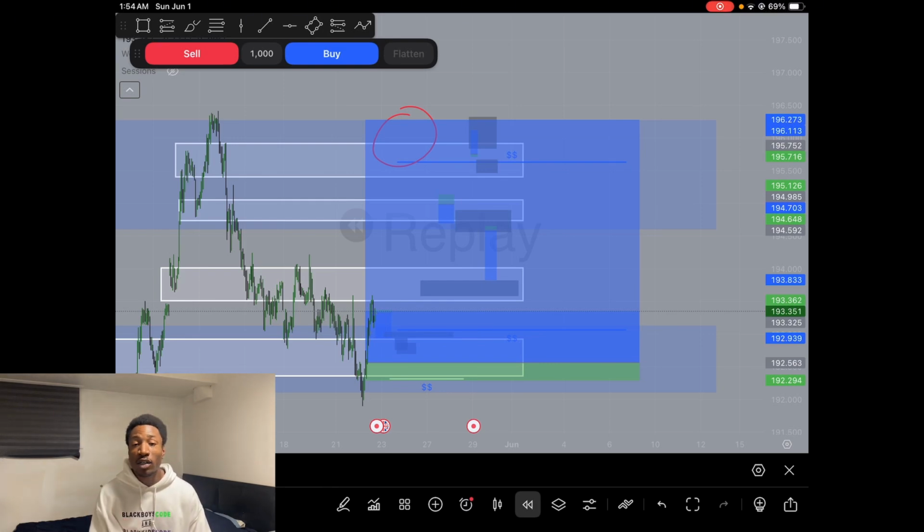So all you literally have to learn, right, is the SDI entry model. Then just apply that SDI entry model in the daily time frame, and you're literally set to go.